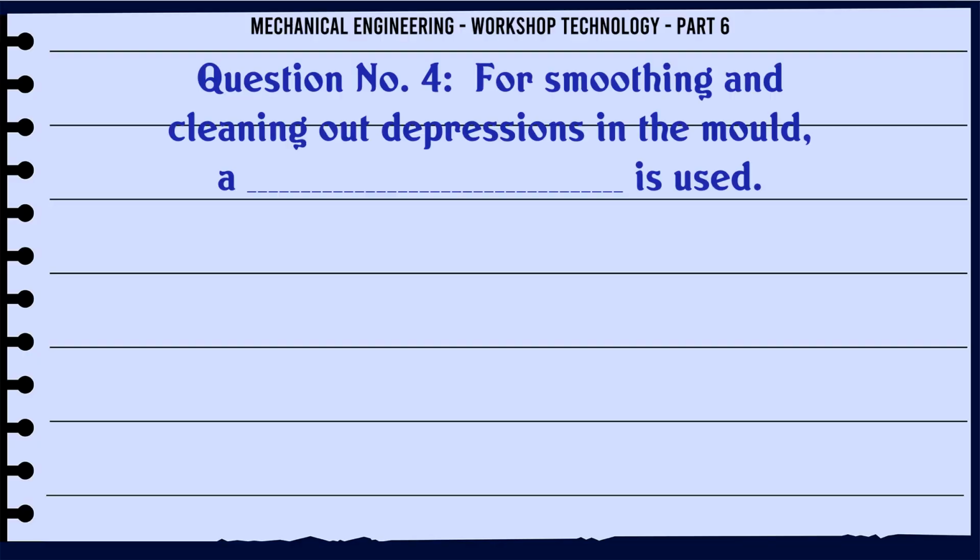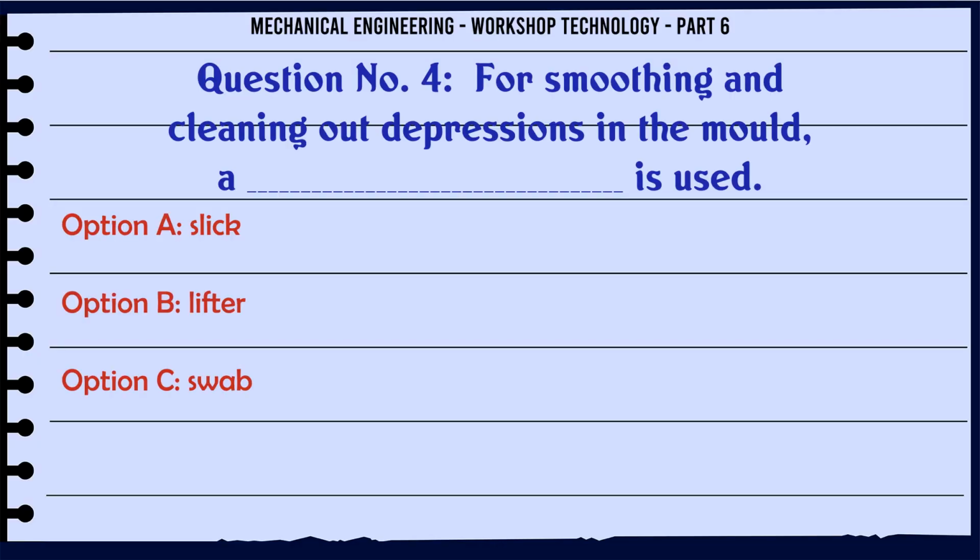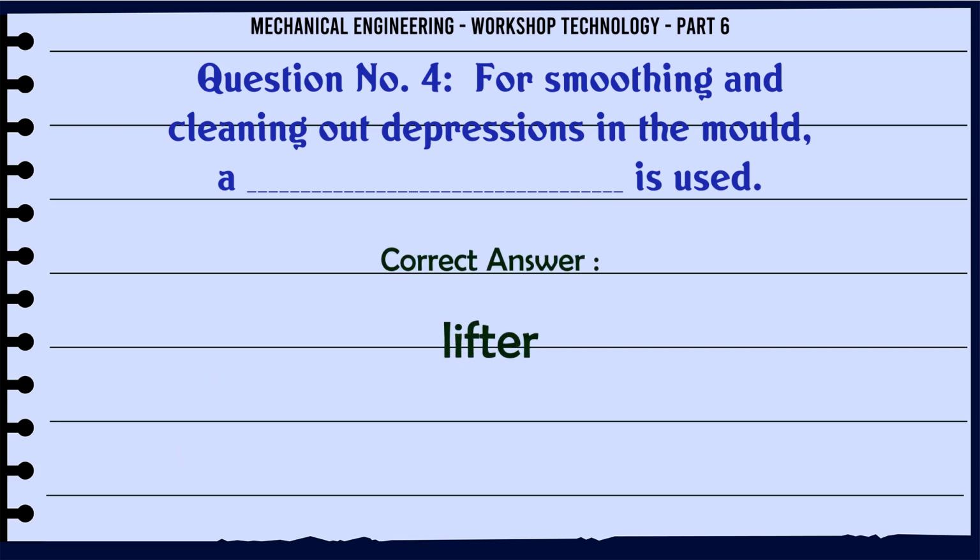For smoothing and cleaning out depressions in the mold, A is used. A. Slick. B. Lifter. C. Swab. D. Gagger. The correct answer is lifter.